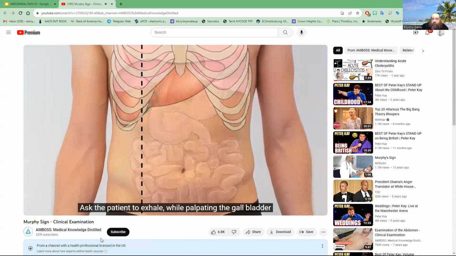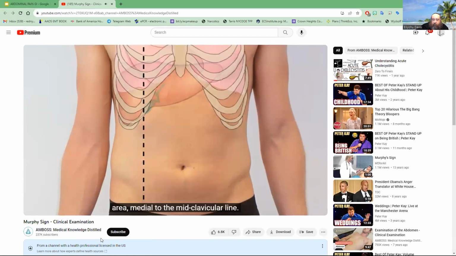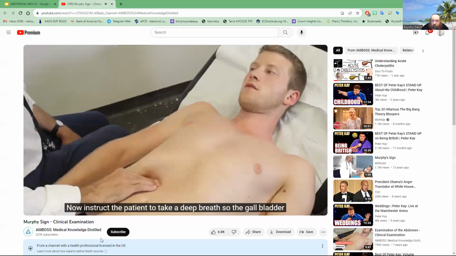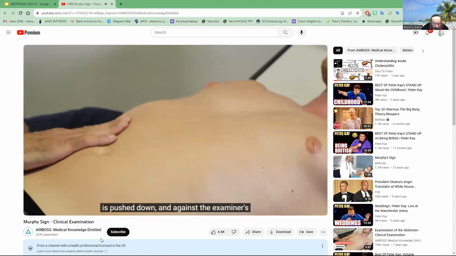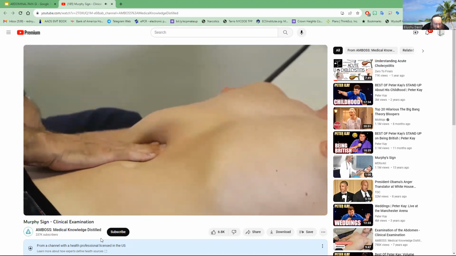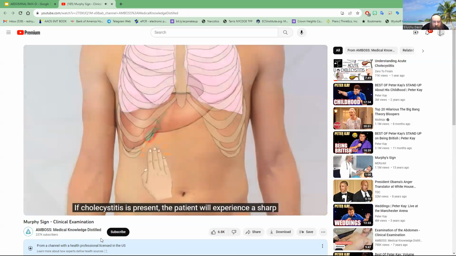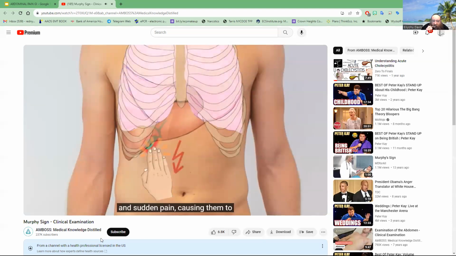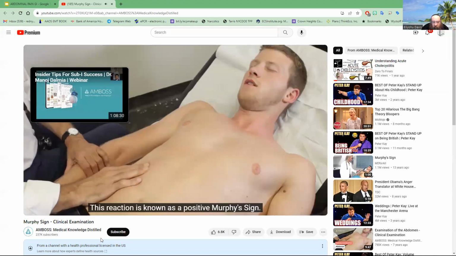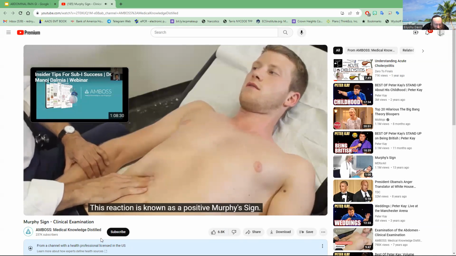Ask the patient to exhale while palpating the gallbladder area medial to the midclavicular line. Now instruct the patient to take a deep breath so the gallbladder is pushed down and against the examiner's fingertips as the lungs expand. If cholecystitis is present, the patient will experience a sharp and sudden pain, causing them to abruptly cease inhalation. This reaction is known as a positive Murphy sign.